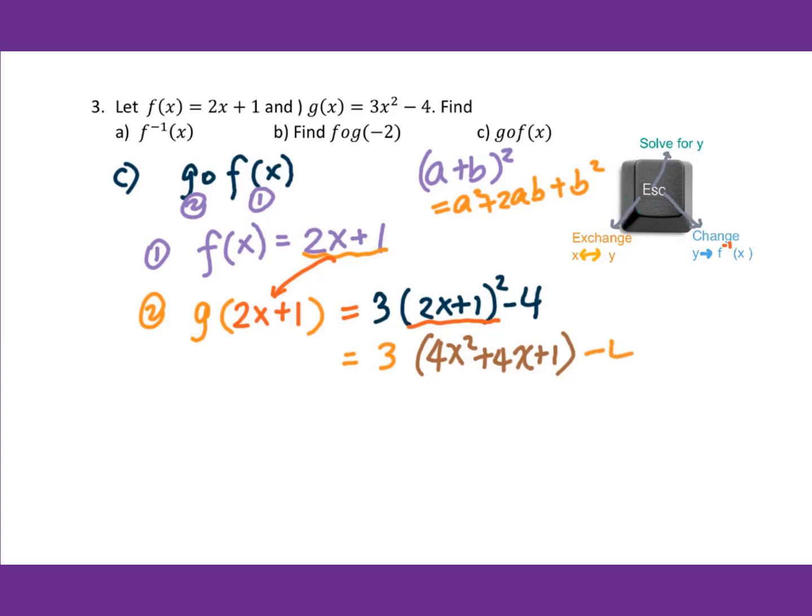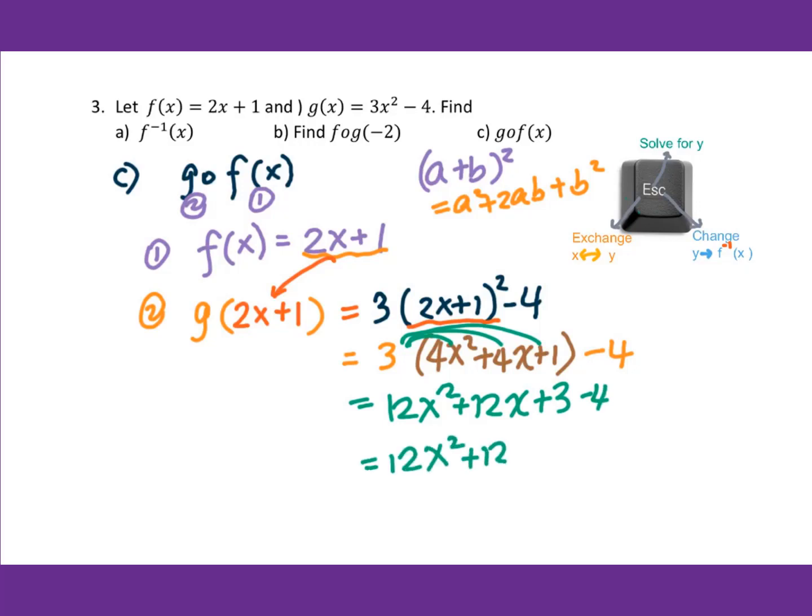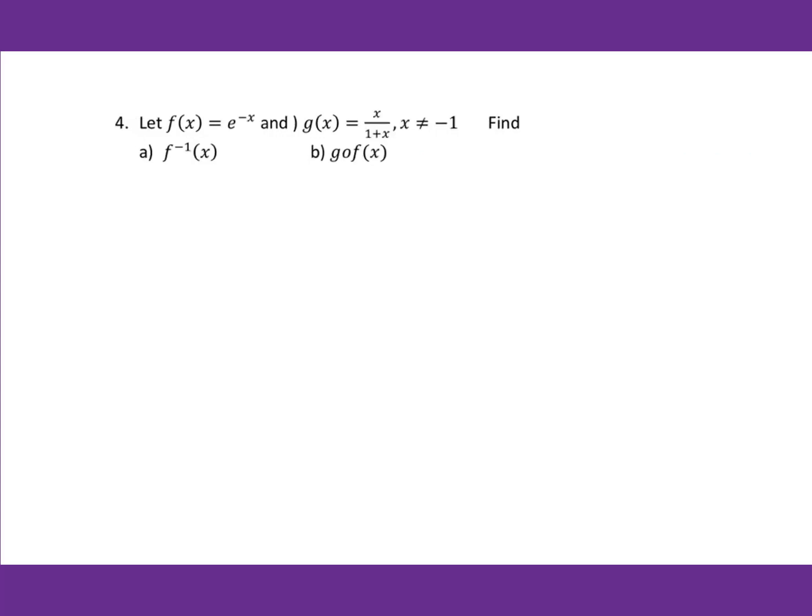Drop down minus 4. Then we do distributive property here. Then we got 12x squared plus 12x plus 3 minus 4. Combine like terms, we got 12x squared plus 12x minus 1. Now let's go to number 4.